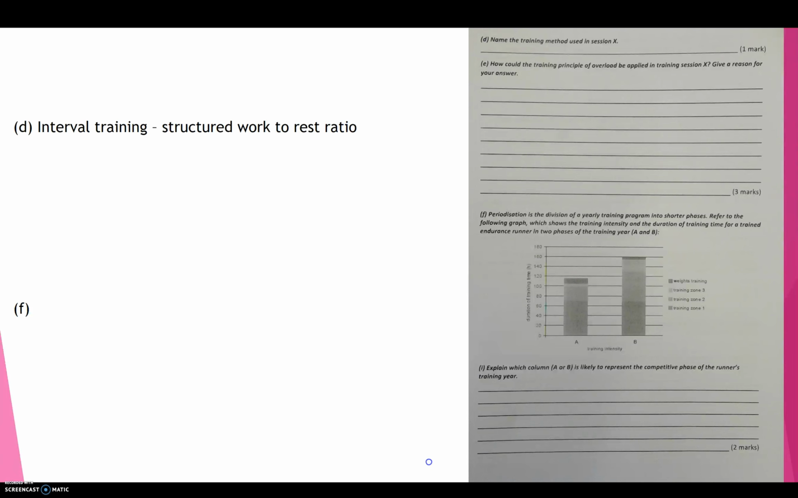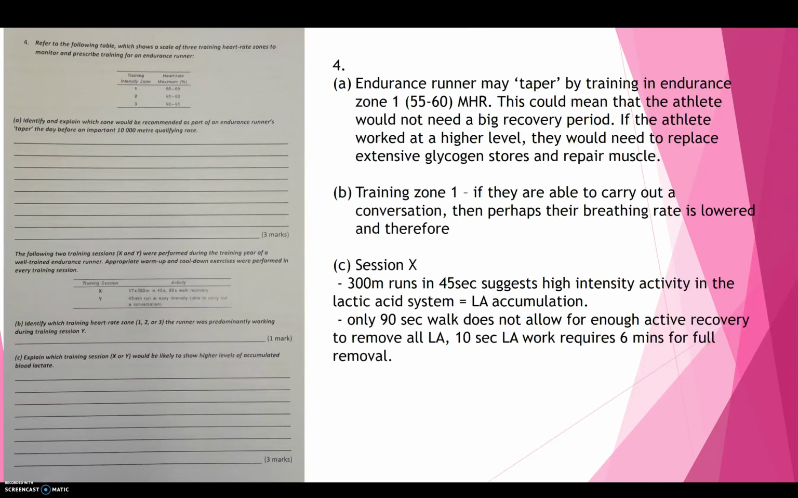All right, name the training method used in session X. So if we go back, session X there, able to carry out a conversation.